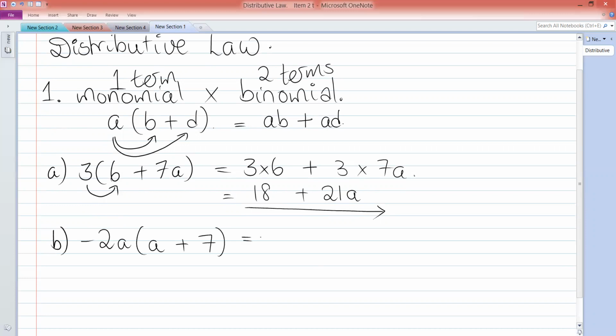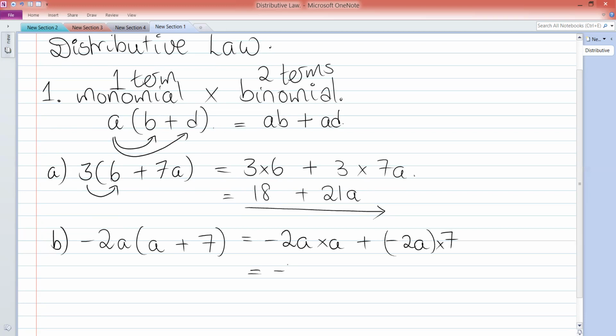Who hasn't answered yet? Negative 2A times A, plus negative 2A times 7. Okay, so it's negative 2A times A, plus your negative 2A times your 7. Okay, so remember brackets also mean times. So I can write it like that, or I can also put a multiplication sign there.